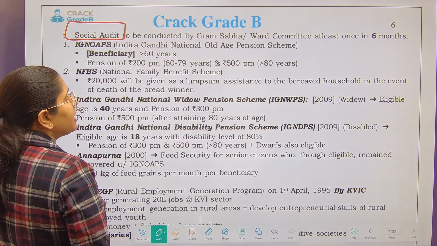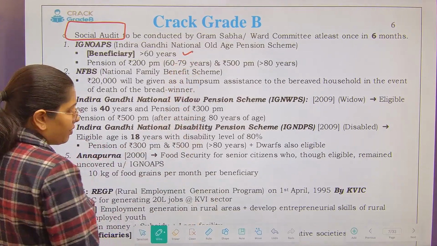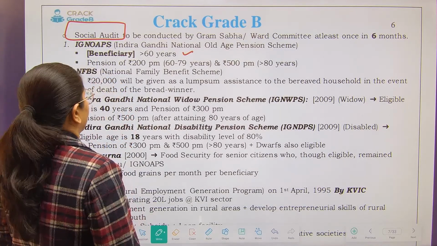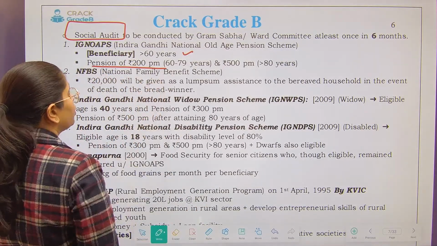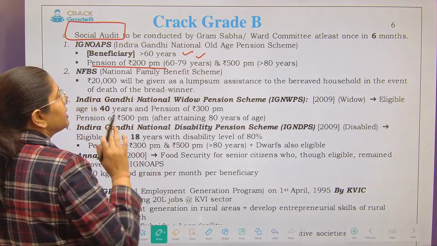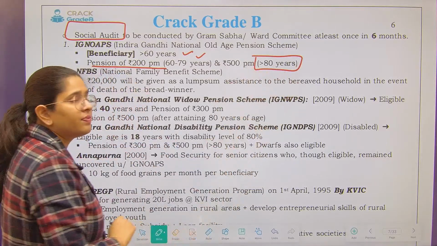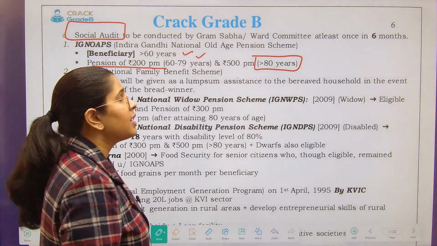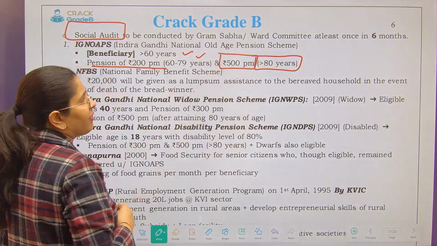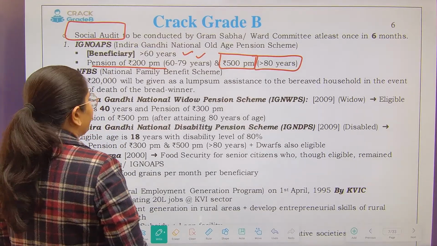First is Indira Gandhi National Old Age Pension Scheme. Under this particular scheme, who are going to be the beneficiaries? The senior citizens who are above the age of 60 years. Pension of 200 rupees per month. All those who are above the age of 80 years, we call them super senior citizens. So these super senior citizens have a provision of pension of 500 rupees per month.